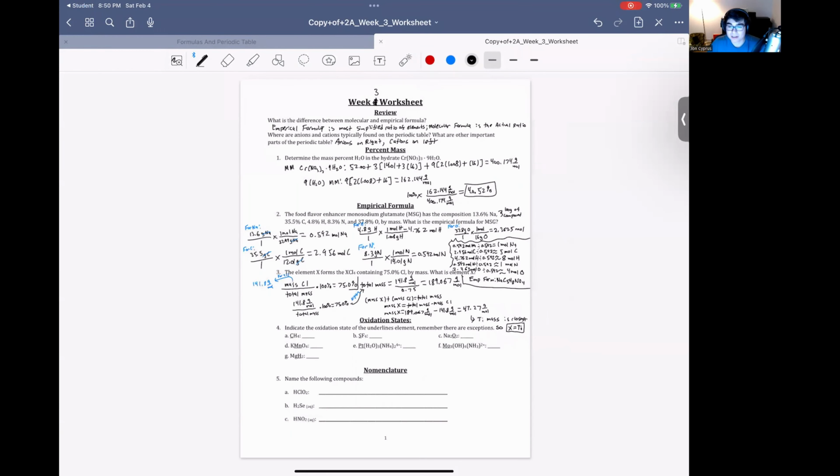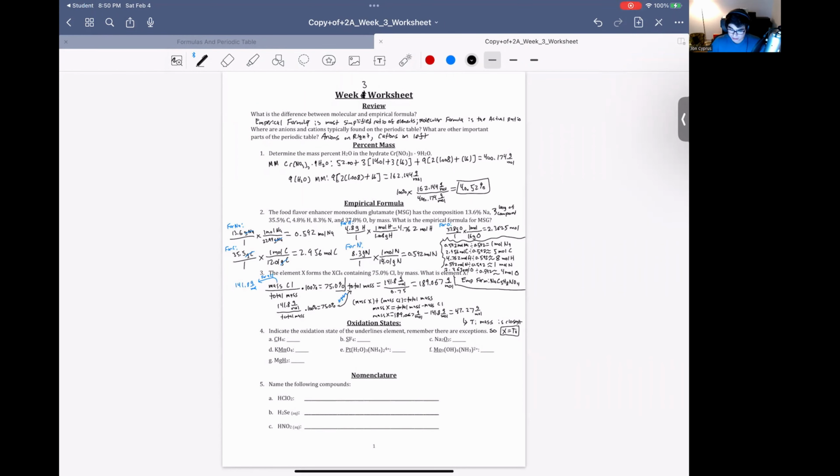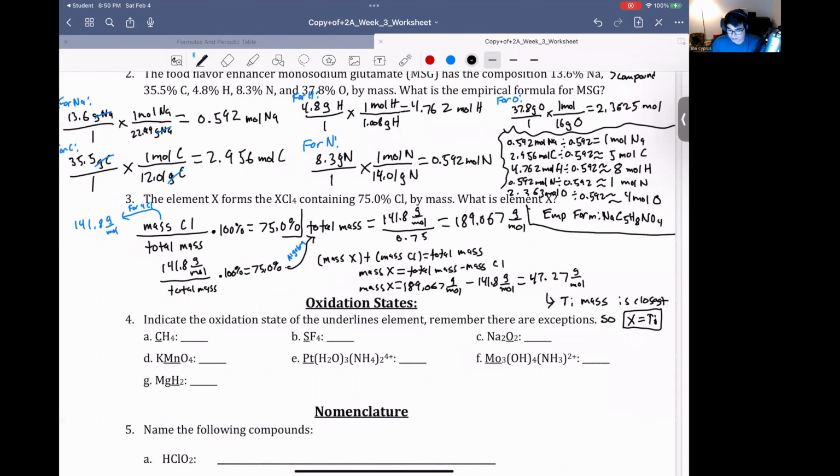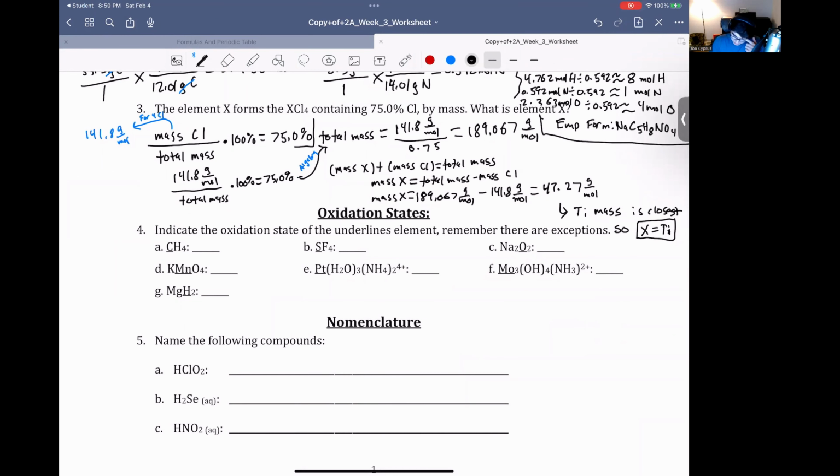Okay, so we'll go on to the next one here. We're going to move on to oxidation states. It says indicate the oxidation state of the underlined elements. Remember that there are exceptions. So for letter A, it says CH4. Hydrogen is typically a +1. We're going to see an exception here. It's typically a +1 unless it's paired with a metal, specifically an alkali metal or an alkaline earth metal.